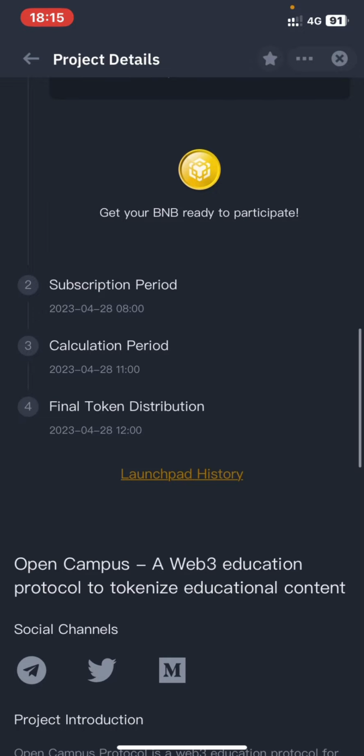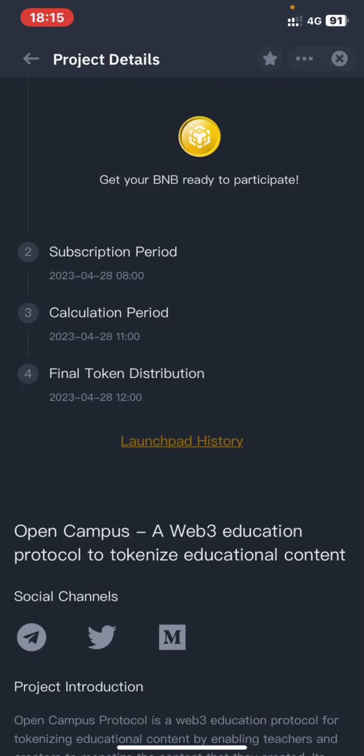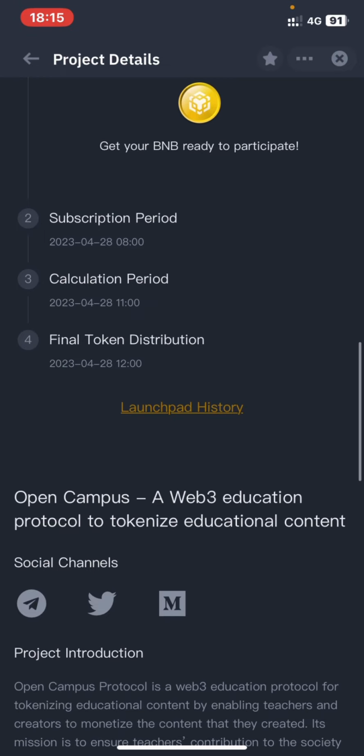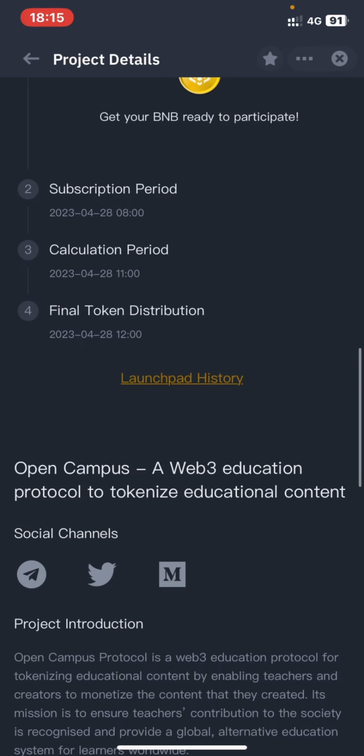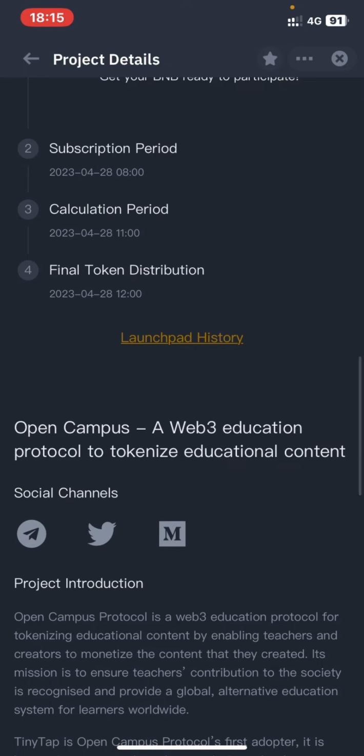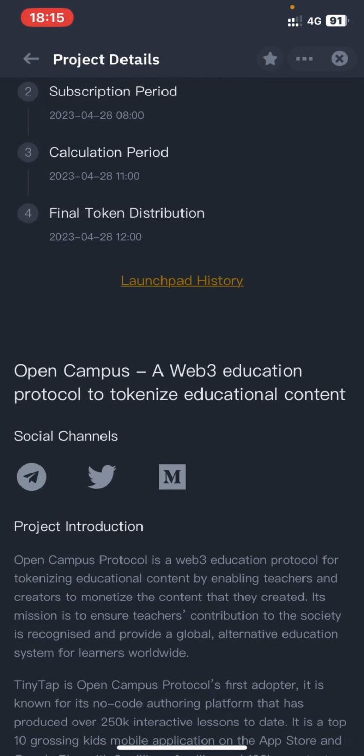Subscription period: 2023 April 28, 8 o'clock UTC time. 3, calculating period: 2023 April 28, 11 o'clock UTC time. Final token distribution: 2023 April 28, 12 o'clock UTC time. And if you want to check the Launchpad history, you can press this button over here.